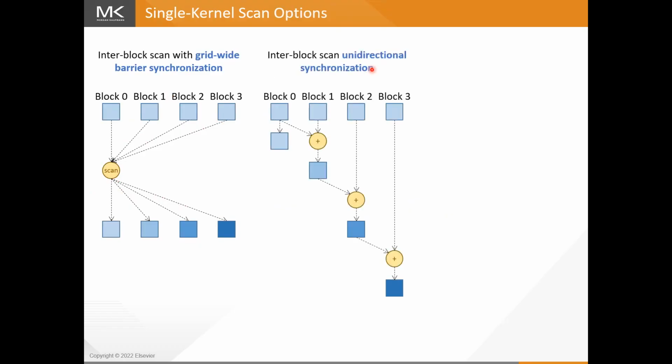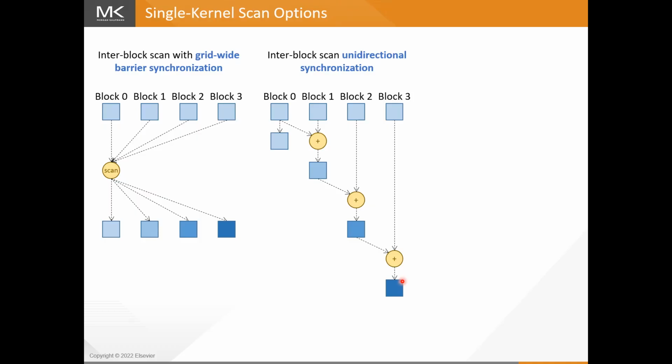Alternatively, we can do a unidirectional synchronization. In a unidirectional synchronization, every block only waits for the block that comes before it. So here, block 0 is done. Block 1 waits for block 0. Once it has the sum of block 0, it adds it to its elements. Block 2 waits for block 1 and block 0. Once it's done, it gets that result, adds it to its own sum, etc. So we have this unidirectional synchronization across the blocks, where every block waits for the previous block to finish. Question?